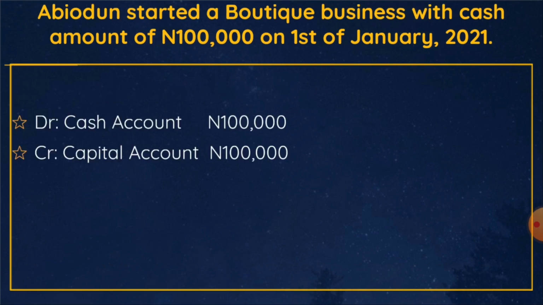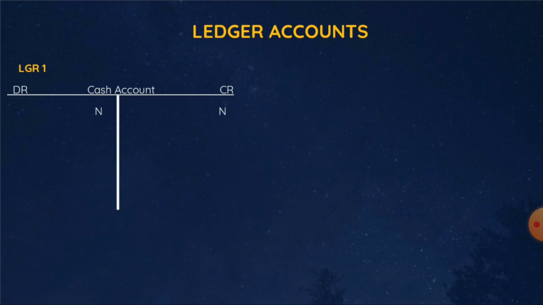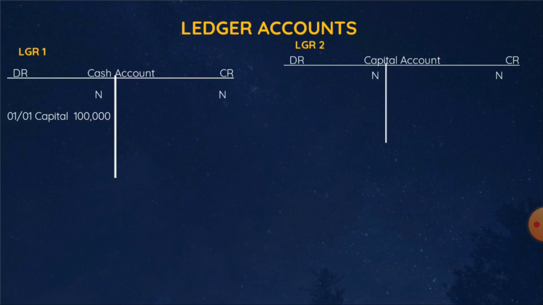That's the treatment. So we are going to open the ledger for cash account. Ledger number 1, we have cash account. Like I said, cash account will be debited with capital 100,000 naira. That is on the 1st of January, capital 100,000 naira. The corresponding credit entry will go to the capital account. We don't have a capital account, so we open the second ledger, ledger number 2, capital account. We are going to credit capital account with 100,000 naira, that is cash 100,000 naira. That completes the entry for the first transaction.